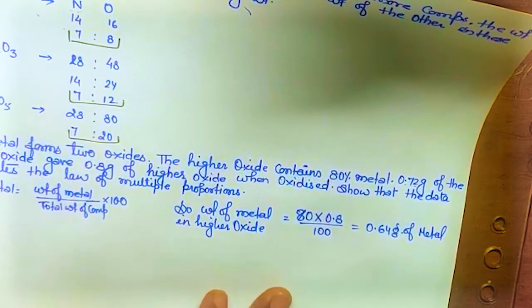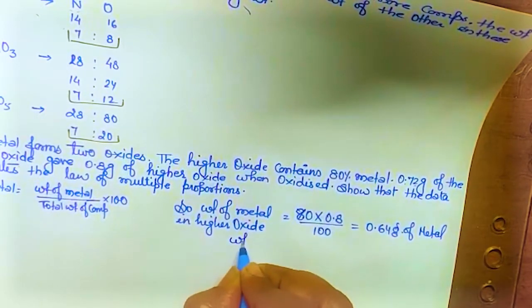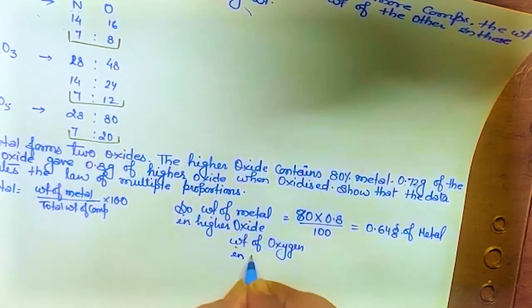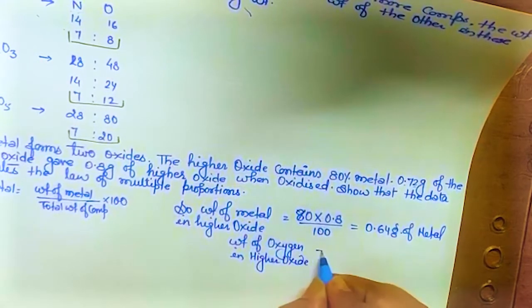Clear? Okay. So we got the weight of metal, now find the weight of oxygen in higher oxide. That will be what? Assume 1.